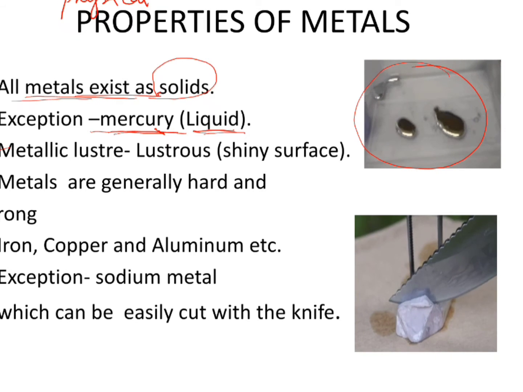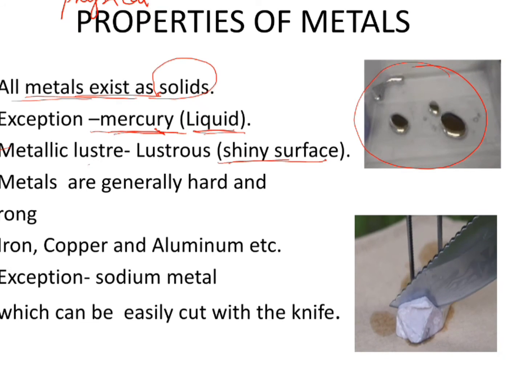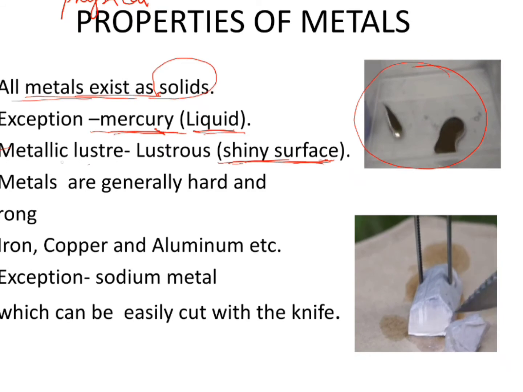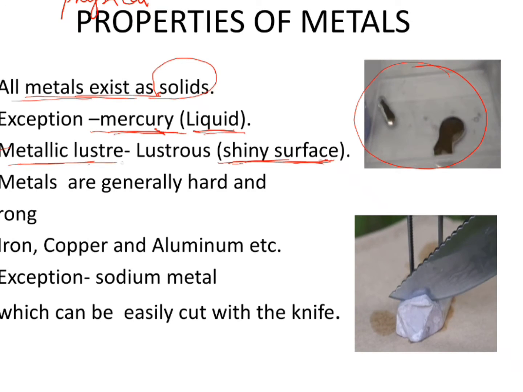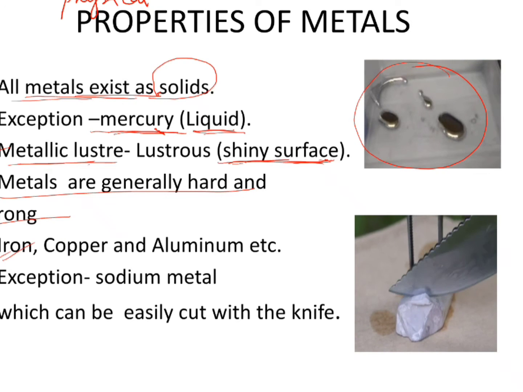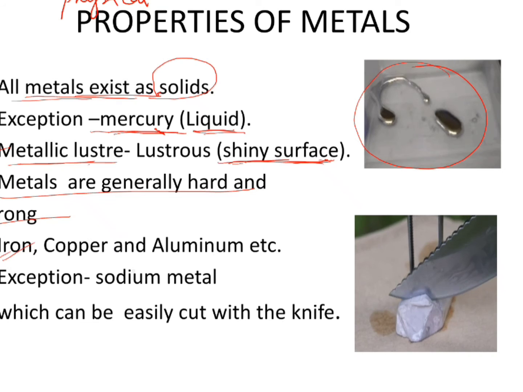The second property is metallic luster. That means metals are generally shiny, which makes the surface very reflective. This property is known as metallic luster. They are hard and strong. You can see copper, iron, aluminium. These are hard and strong metals.